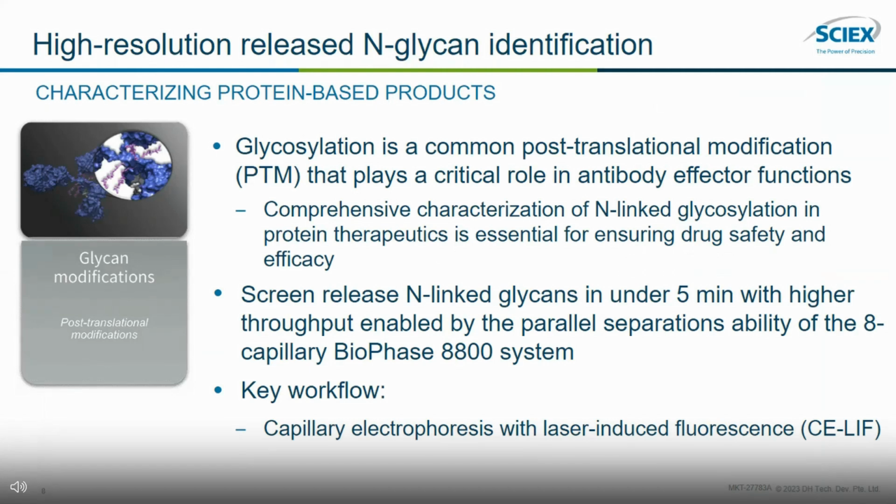So what is another essential assay to help ensure drug safety and efficacy? Well, glycosylation is a common post-translational modification that plays a critical role in antibody effector function. So then what we will want to do is a comprehensive characterization of N-linked glycans in proteins, and to do this, we're going to use something called a fast glycan labeling kit for analysis in capillary electrophoresis on the BioPhase 8800. This will let us separate and quantify oligosaccharides released from N-linked glycoproteins.